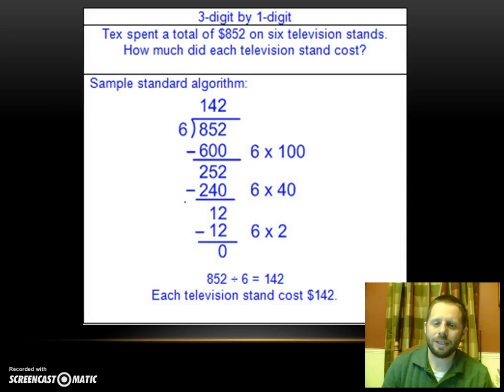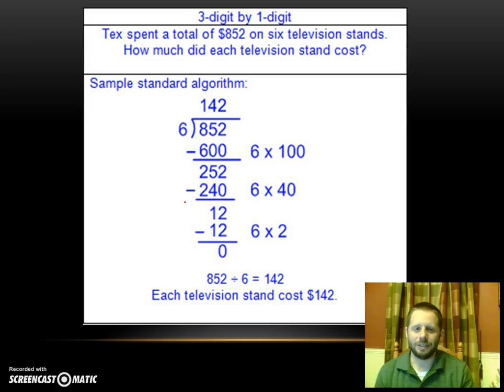Alright, so now let's talk about division. Okay, in this example we're going to do a 3-digit divided by a 1-digit. So here the problem reads, Tex spent a total of $852 on 6 television stands. So the question is, how much did each television stand cost? So we know the total, and we know how many were purchased. So from that, we should be able to figure out how much each one was using division. So here we're dividing 6 into 852.